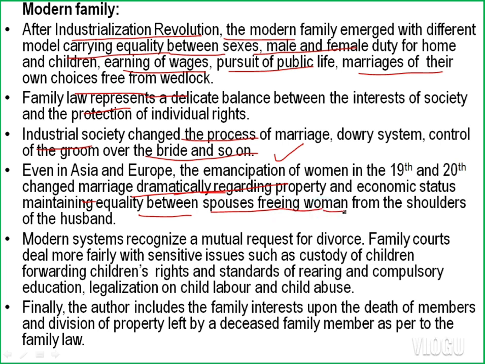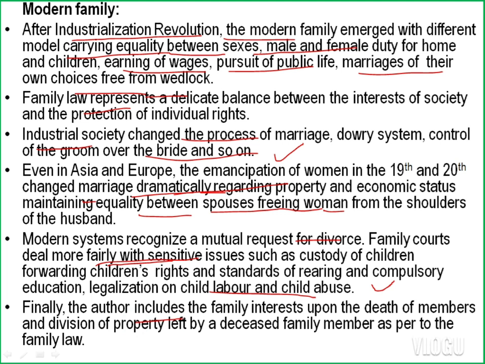Before, the women were dependent upon the males, but later, due to the emancipation of women, they were considered equal family members in the family. Modern systems recognize mutual respect in divorce. Family courts deal more fairly with sensitive issues such as the custody of children, forwarding the children's rights, standards of rearing and compulsory education, legalization on child labor and child abuse. Even this modern system also forwards some rules and regulations for the children as well.